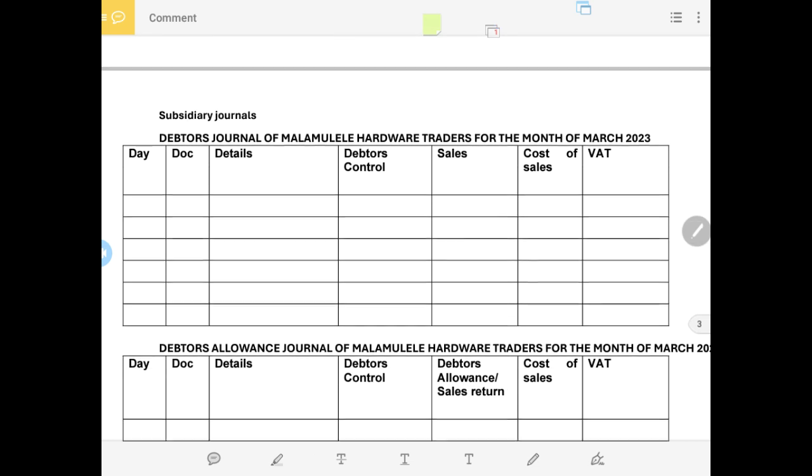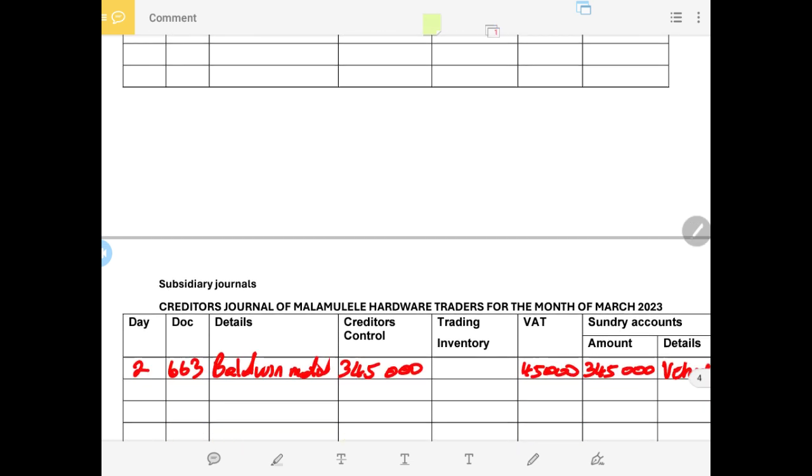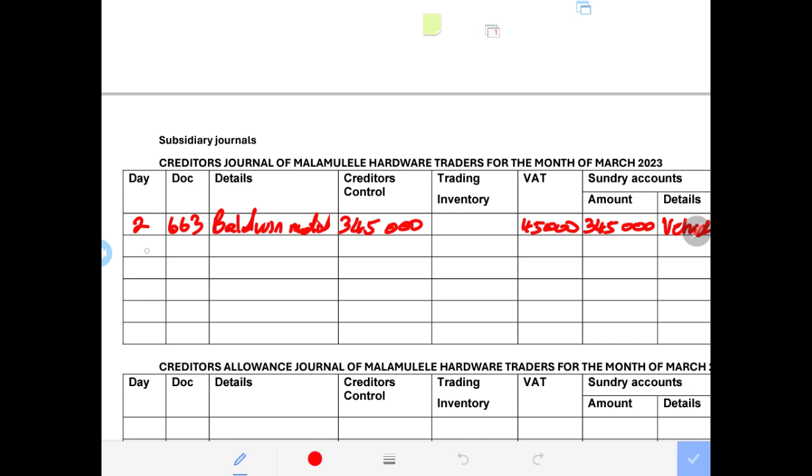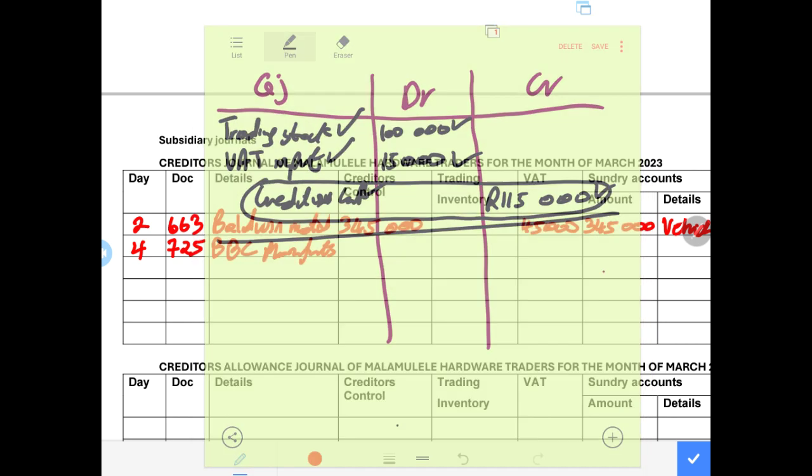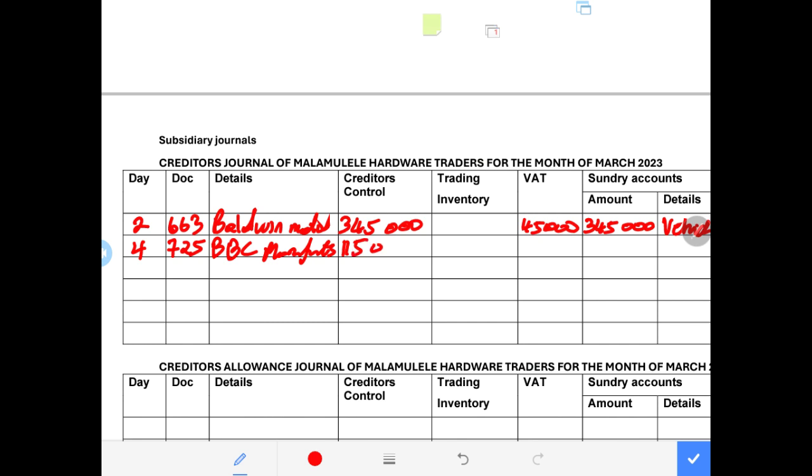We are recording under our purchases journal, we bought on credit. So this is transaction number 4 that we are dealing with. Transaction number 4 had an invoice, which was invoice number 725, if I remember well. This is BBC Manufacturers. How much are we owing our creditor? Remember it goes back to the creditors control amount, 115,000 rand. We always owe them the full amount that includes VAT.